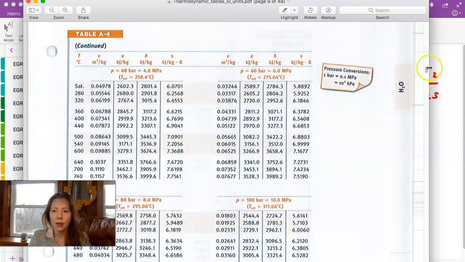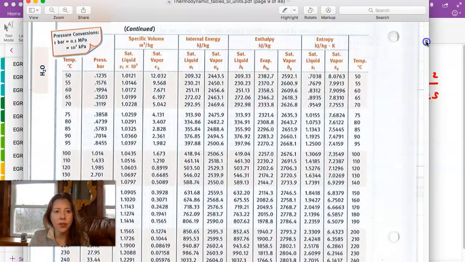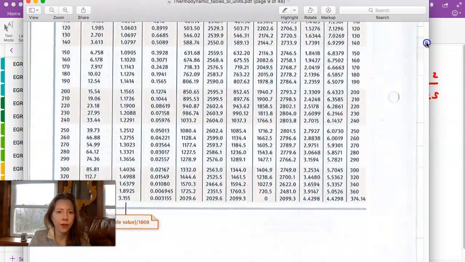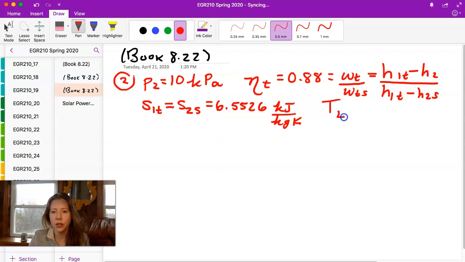So I'm going to open up the tables, and we're at a pressure of 10 kilopascals. I have a feeling we're going to be in the liquid vapor tables, and we have to look at it with pressure in the first column. And so 10 kilopascals is 0.1 bar, just divide by 100. And we're looking for our entropy, 6.5526 kilojoules per kilogram Kelvin. So we're somewhere in here. So yes, this is the proper table, and that means we're at a temperature of 45.81 degrees Celsius. So T2 is going to be 45.81 degrees Celsius.